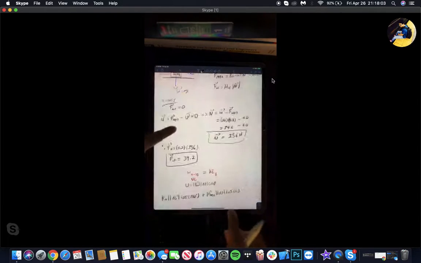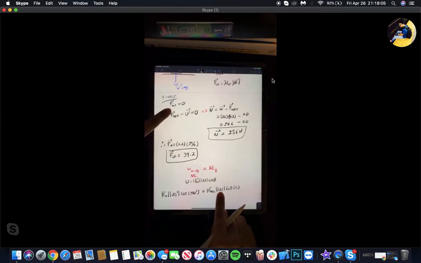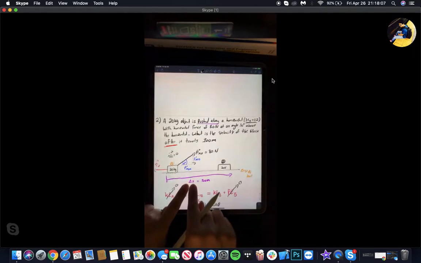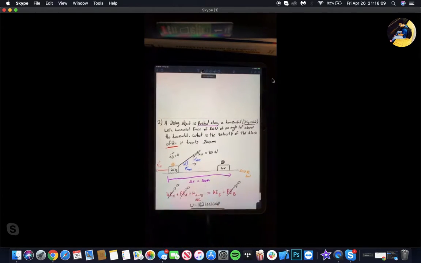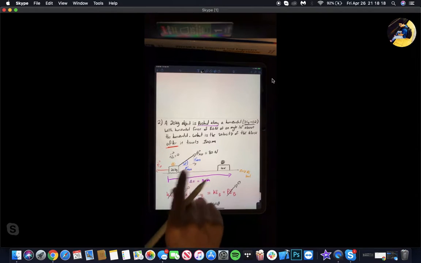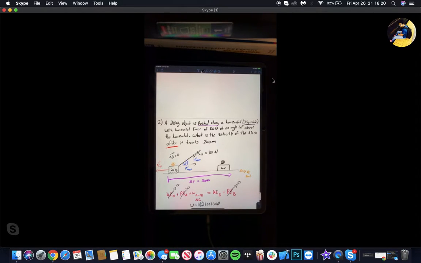What would be cos? The F applied X times the displacement. What's the angle between the displacement and F applied X? Oh, that is 0 degrees. Yeah, you see how X and the displacement are in the same direction. We don't care about the Y because that'll just zero out.